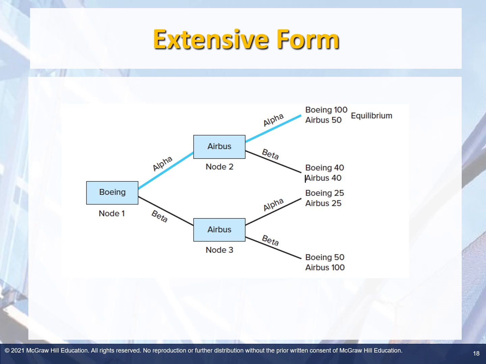Notice that Boeing benefits from moving first. They get their preferred coordinated outcome. This is called first mover advantage.